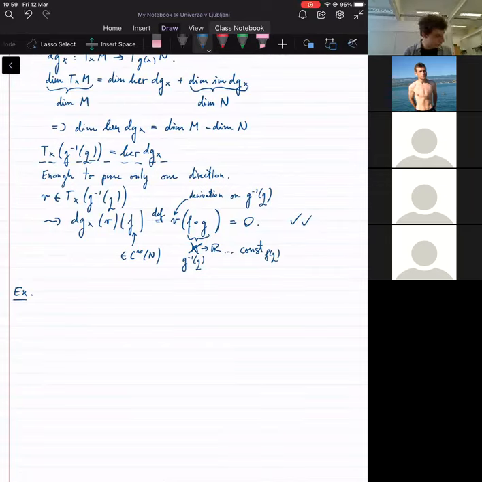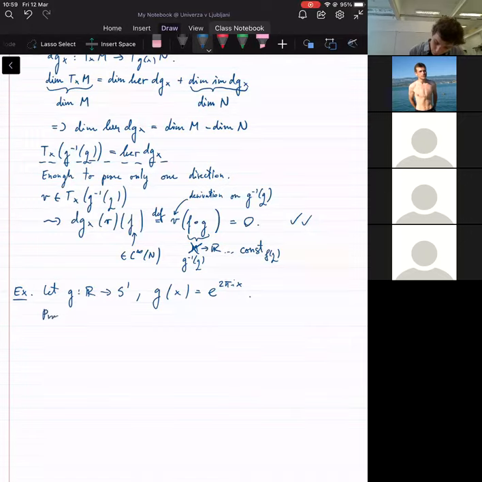So which one are we going to do for the end of this hour? Let g go from R into S^1, be given by g(x) = e^(2 pi i x). Prove that g is a local diffeomorphism.